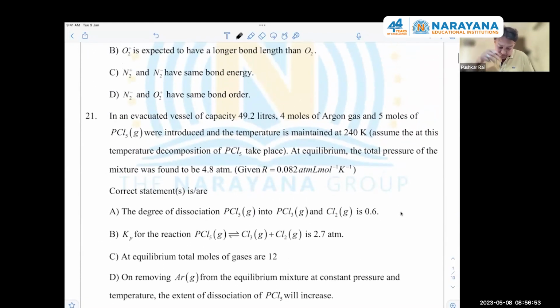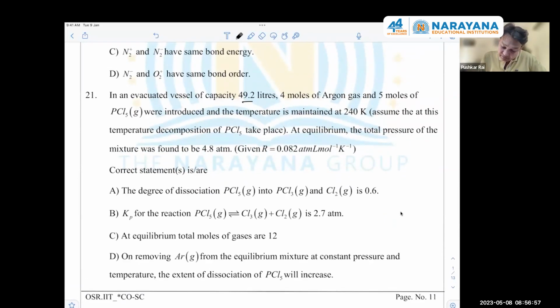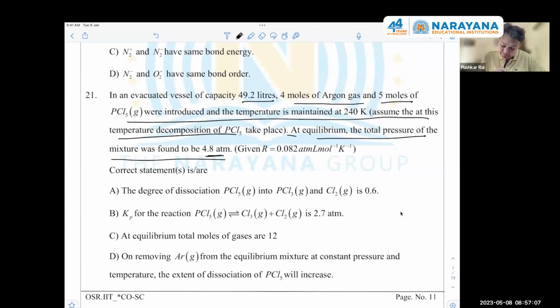In an evacuated vessel of capacity 49.2 liters, 4 moles of argon gas and 5 moles of PCl5 were introduced, temperature is maintained, and the equilibrium total pressure of the mixture was found to be 4.8 atm. Now, correct statements: degree of dissociation, Kp for this reaction, and at equilibrium the total moles of gases, you will calculate eventually. On removing argon gas from the equilibrium mixture at constant pressure, how can you do it?